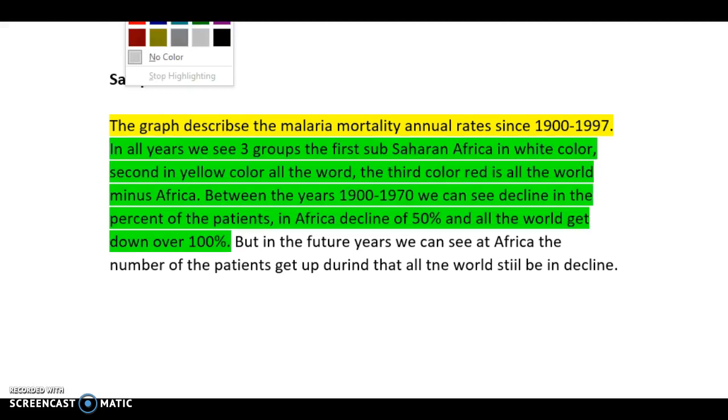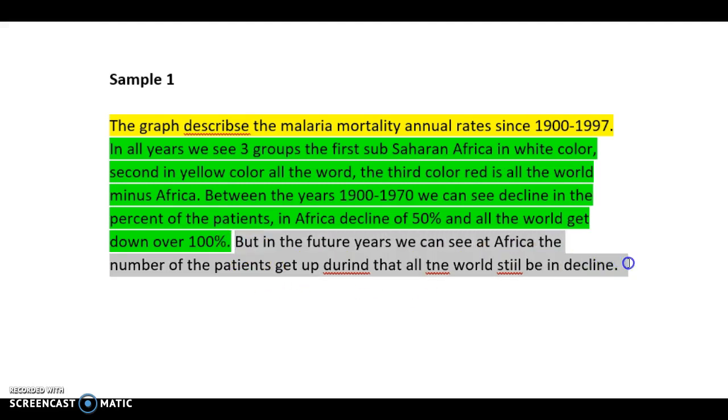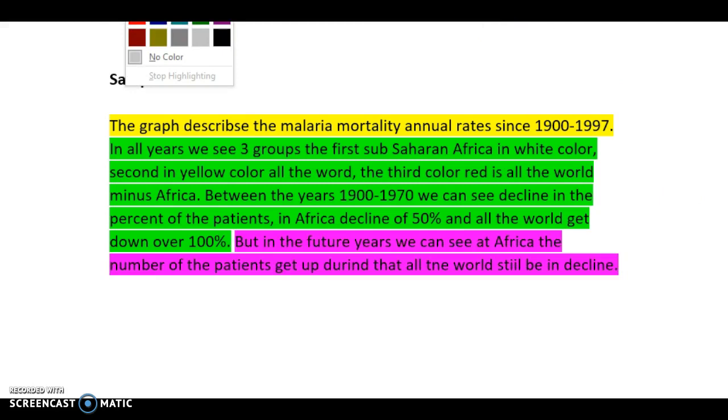Let's put this in green. And then we need some kind of identification of what's the issue. What is it? What can we understand? The trend. And let's put this in blue. So here, the graph describes the malaria mortality rates since 1900 to 1997. In all the years, we see 3 groups, and we have all of it. And then we see at the end, but in the future years, we can see Africa, the number of patients get up during that all the world still be inclined.